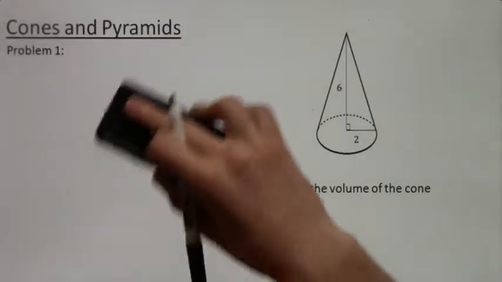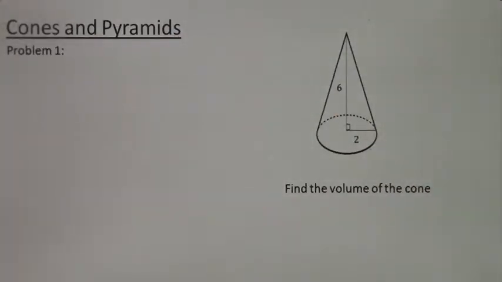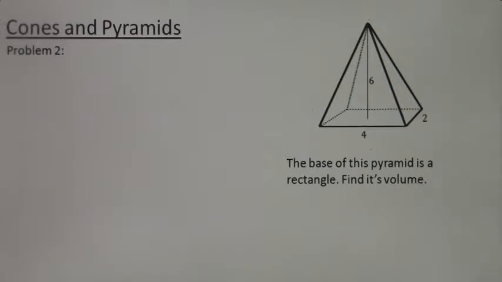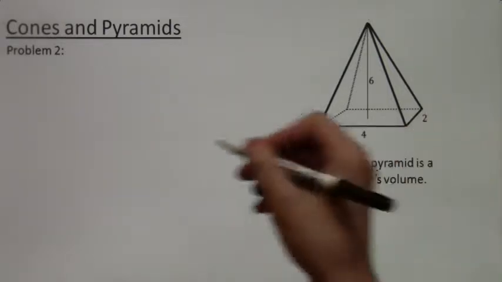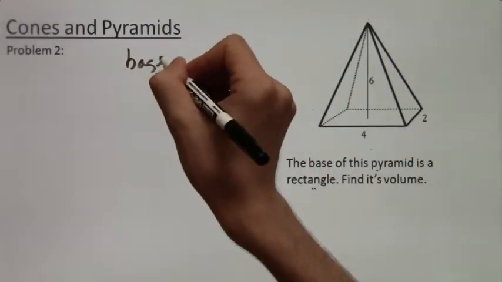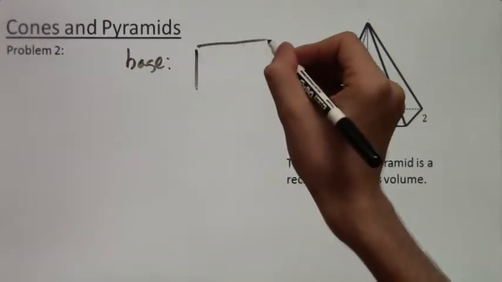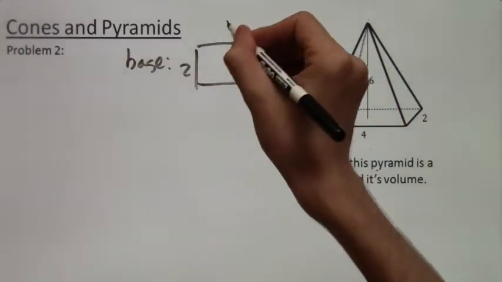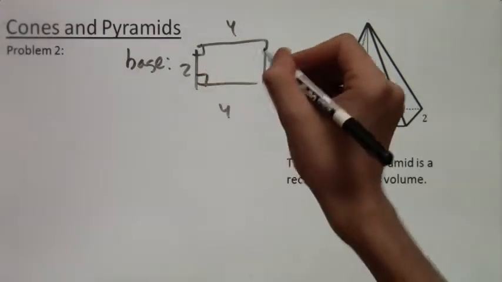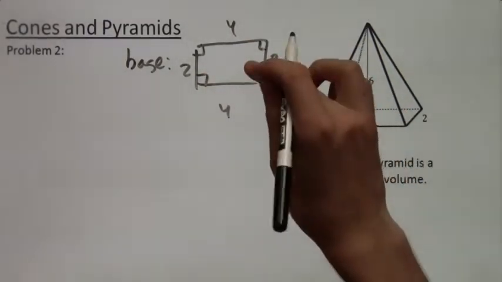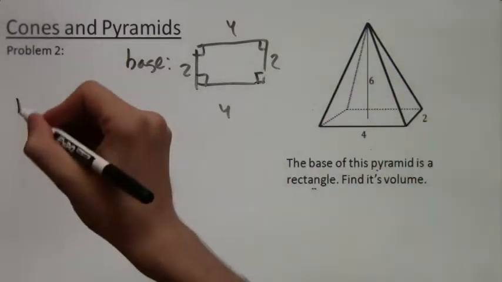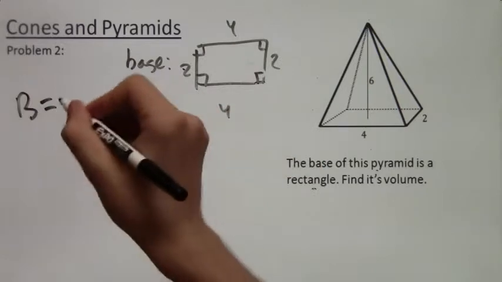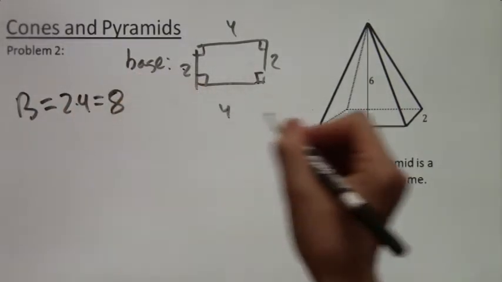And so now let's do another example. The base of this pyramid is a rectangle. Find its volume. So we want to find its volume, and the volume is 1/3 the base area times the height. So the first step is the base. And here I'm redrawing the base flat. It's this rectangle with sides 2 and 4. And as you probably remember, the area of a rectangle is the product of its two sides. So 2 times 4. So it's 8.